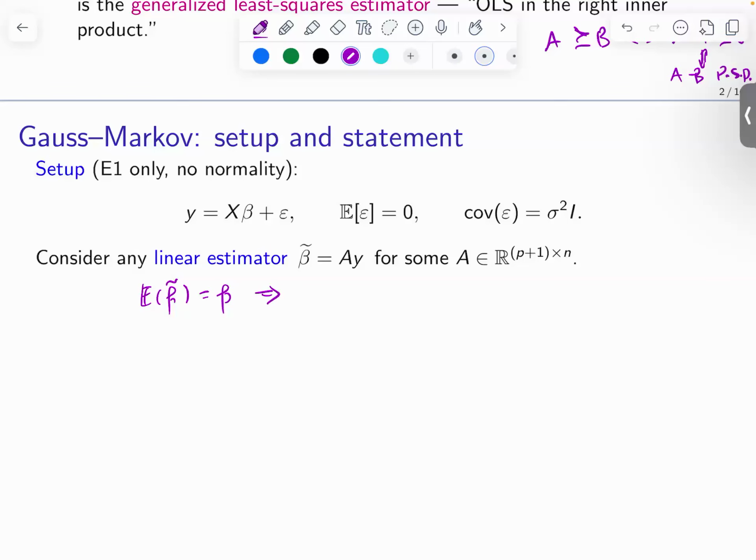So this in particular implies something about A. So what does it imply? What is the expectation of beta tilde? It is equal to A times the expectation of Y, which is X beta. So if I set it equal to beta, what it gives me is that I want AX beta equal to beta for all beta, which means I want AX to be the identity. So I need this constraint on A.